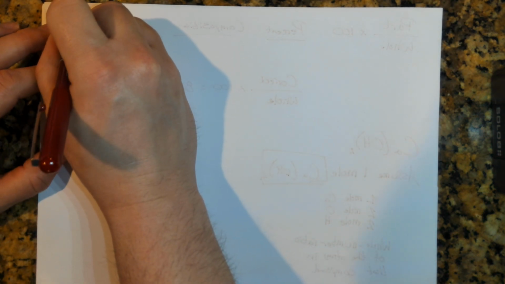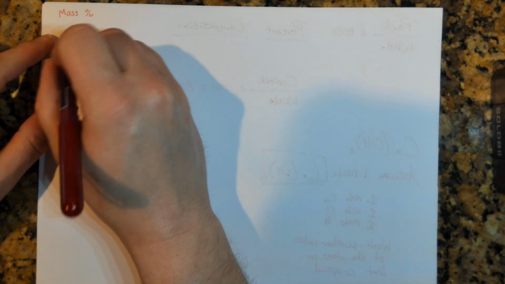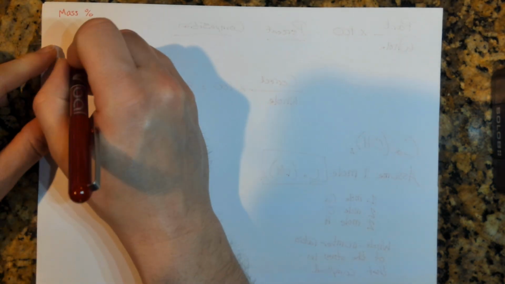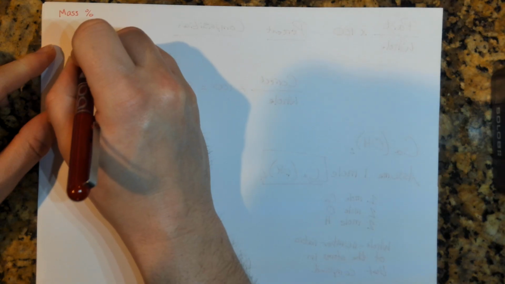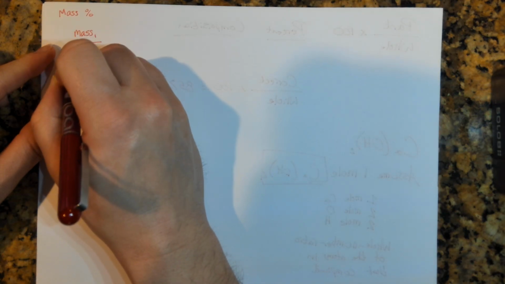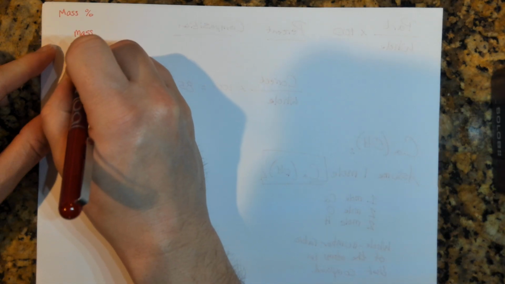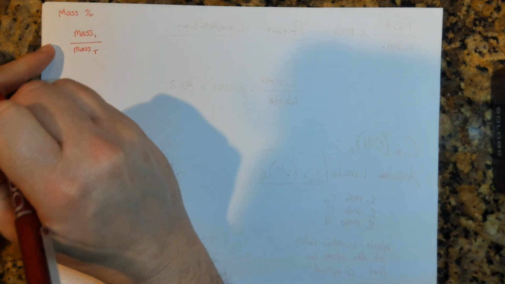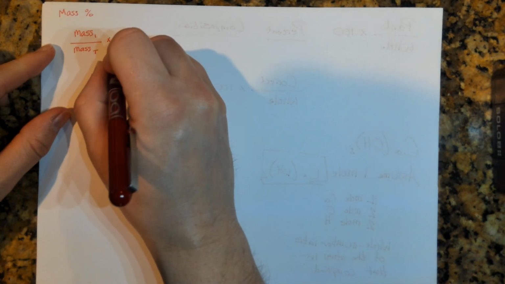A mass percent. Now, typically, a mass percent is going to be the mass of one substance, mass of substance 1, divided by the total mass, T for total, times 100.